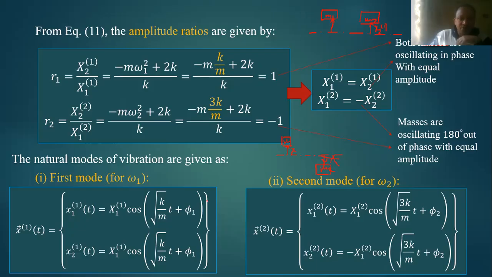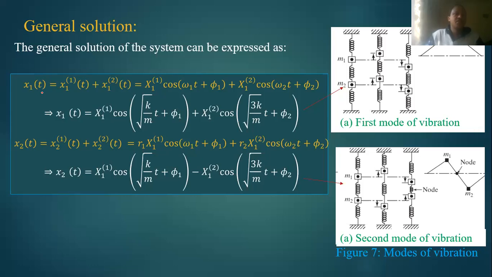So we will superimpose this equation plus this equation for the x1. x1 is equal to x1 of 1 plus x1 of 2. We superimpose this with this in order to get the first equation, and we will superimpose this one plus this one to get x2. So this is the representation.